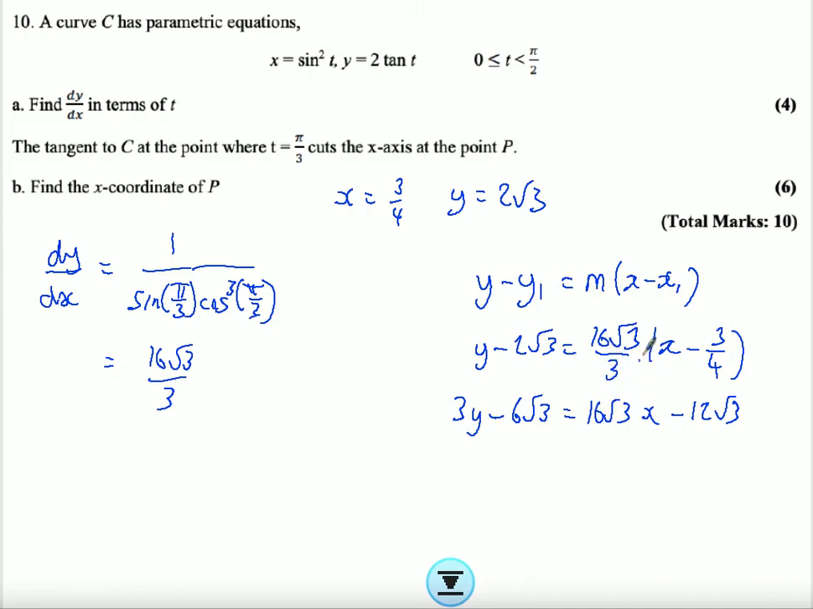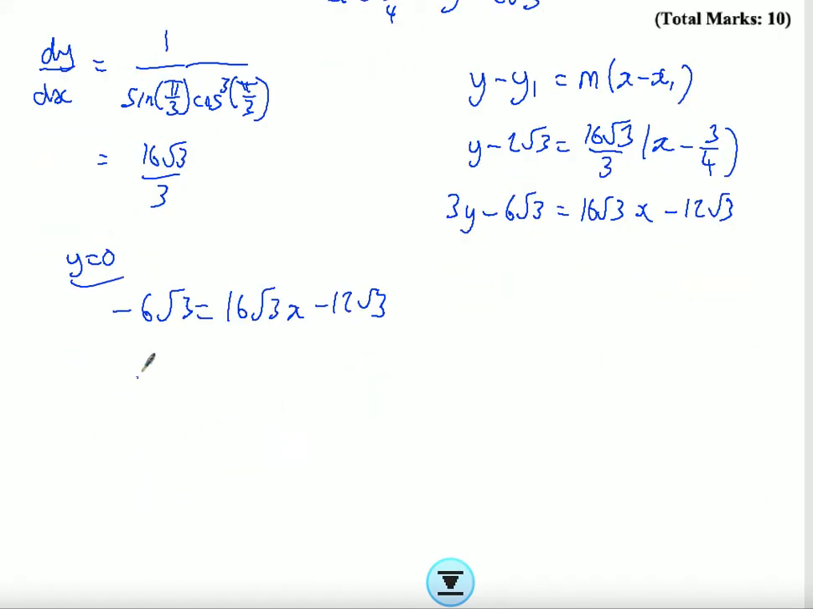We want to find the x-coordinate though, but we are told that it cuts the x-axis, so that means y is 0, doesn't it? So for y is 0, then that means negative 6 root 3 equals 16 root 3x, subtract 12 root 3. So that's 6 root 3 equals 16 root 3x. So x is equal to 3/8. So therefore P is (3/8, 0).